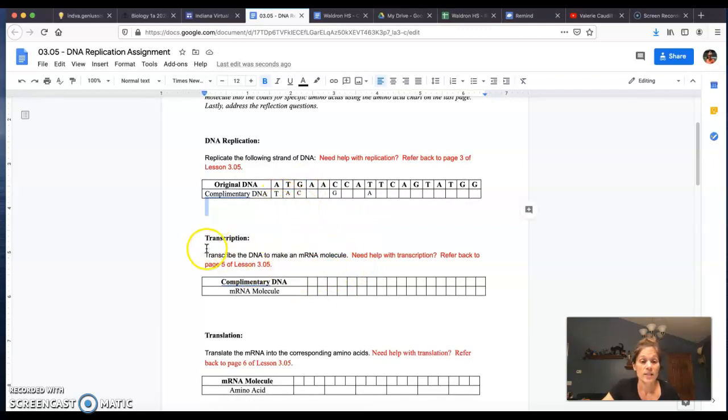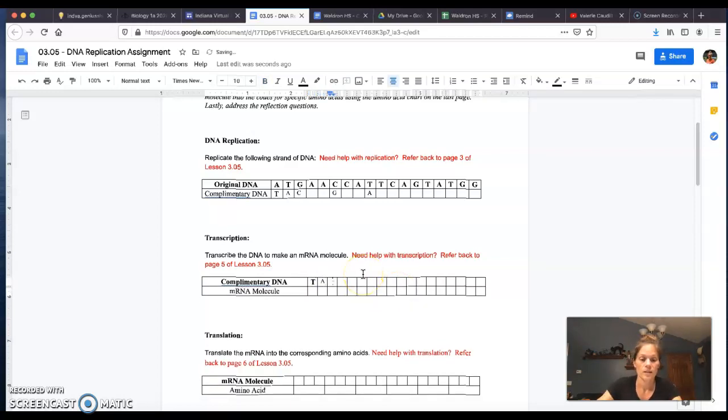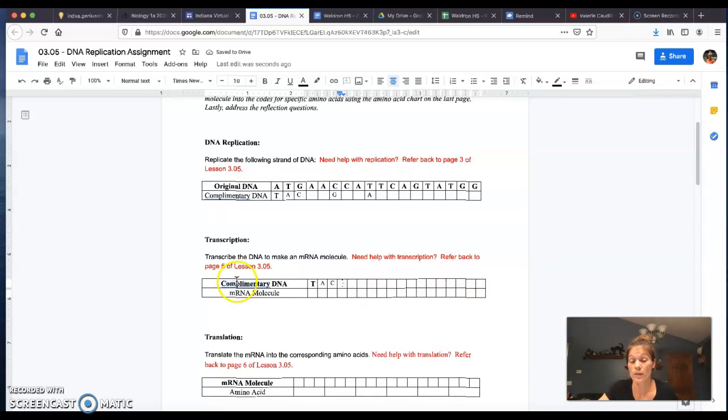Okay, now it says to transcribe the DNA to make an mRNA molecule. Again, if you need help on transcription, go back to slide 5 of the lesson. One thing that we have to do is copy our complementary strand of DNA down here. So we're literally going to copy that strand down here. And I'm just going to do those first 3 bases with you.